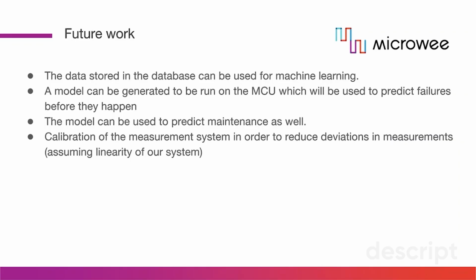And one thing that we can do is perform calibration of the measurement system in order to reduce deviations in measurements. The easiest form of calibration is some linear interpolation, and that is actually one of the next steps in our development of this measurement system.